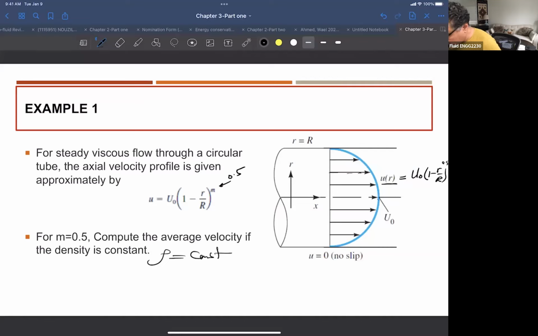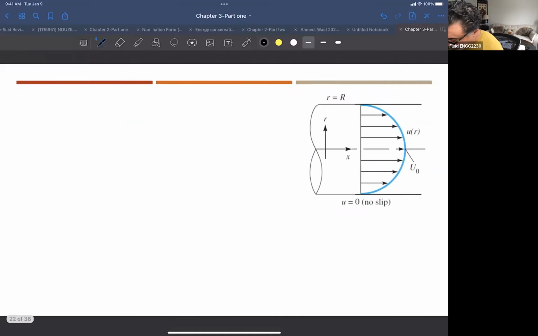Okay. How do we find the average velocity? Remember, for average velocity you need to find the total flow rate, and you divide it by the total area, which will give you the average velocity. It just happened that we have a circular duct here. So at any r, the velocity is u(r). Okay, so let's start this problem. So I have, let me look from this side here.